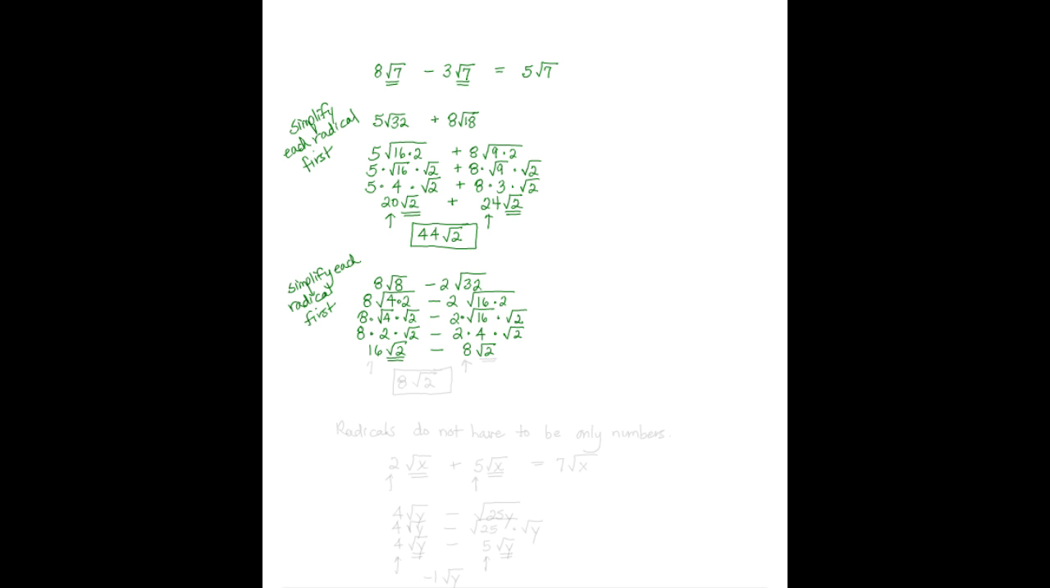Now you'll notice that we have like radicals. So we can subtract our coefficients out in front of our radical, and we get 8 times the square root of 2. Remember, once the radical part is alike, we want to keep it the same.